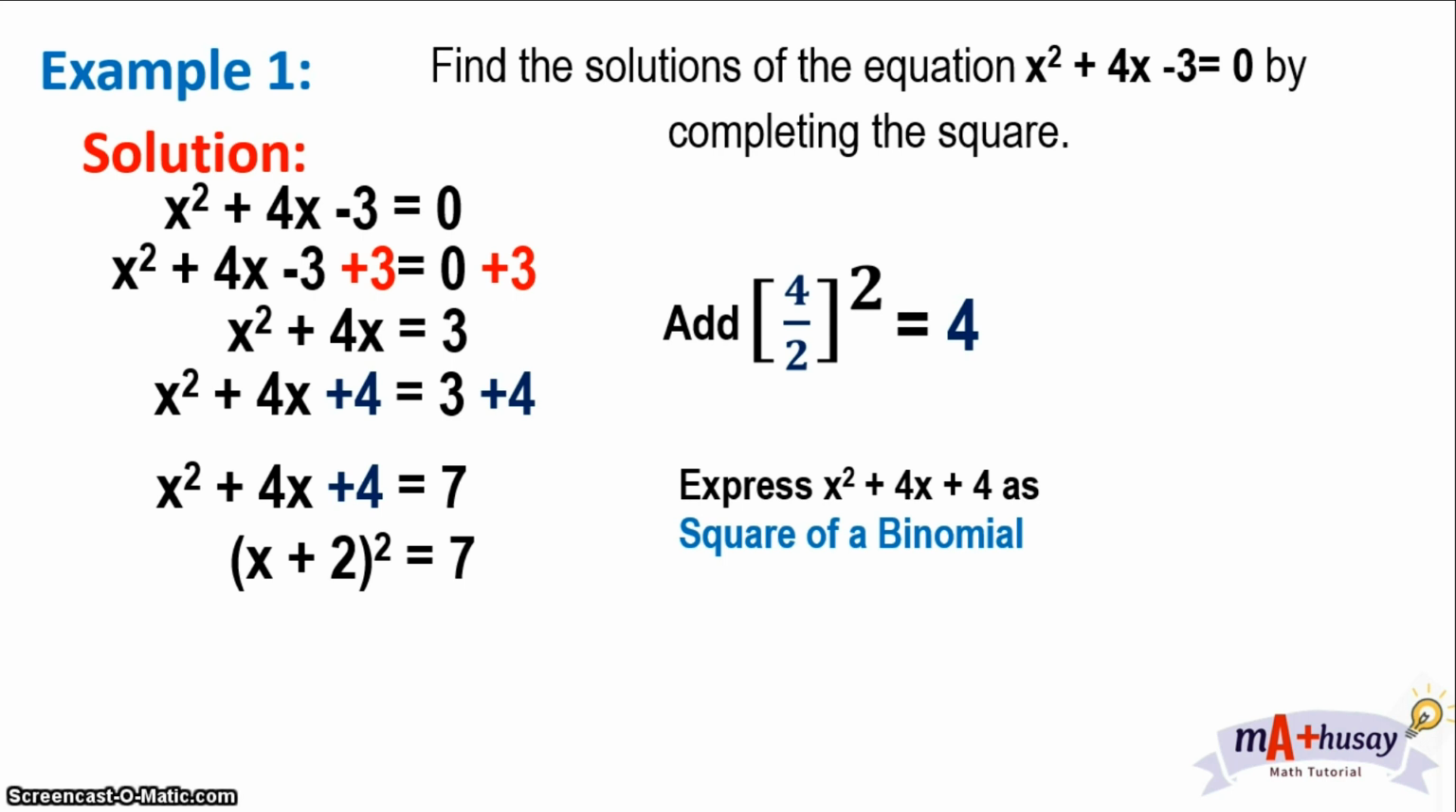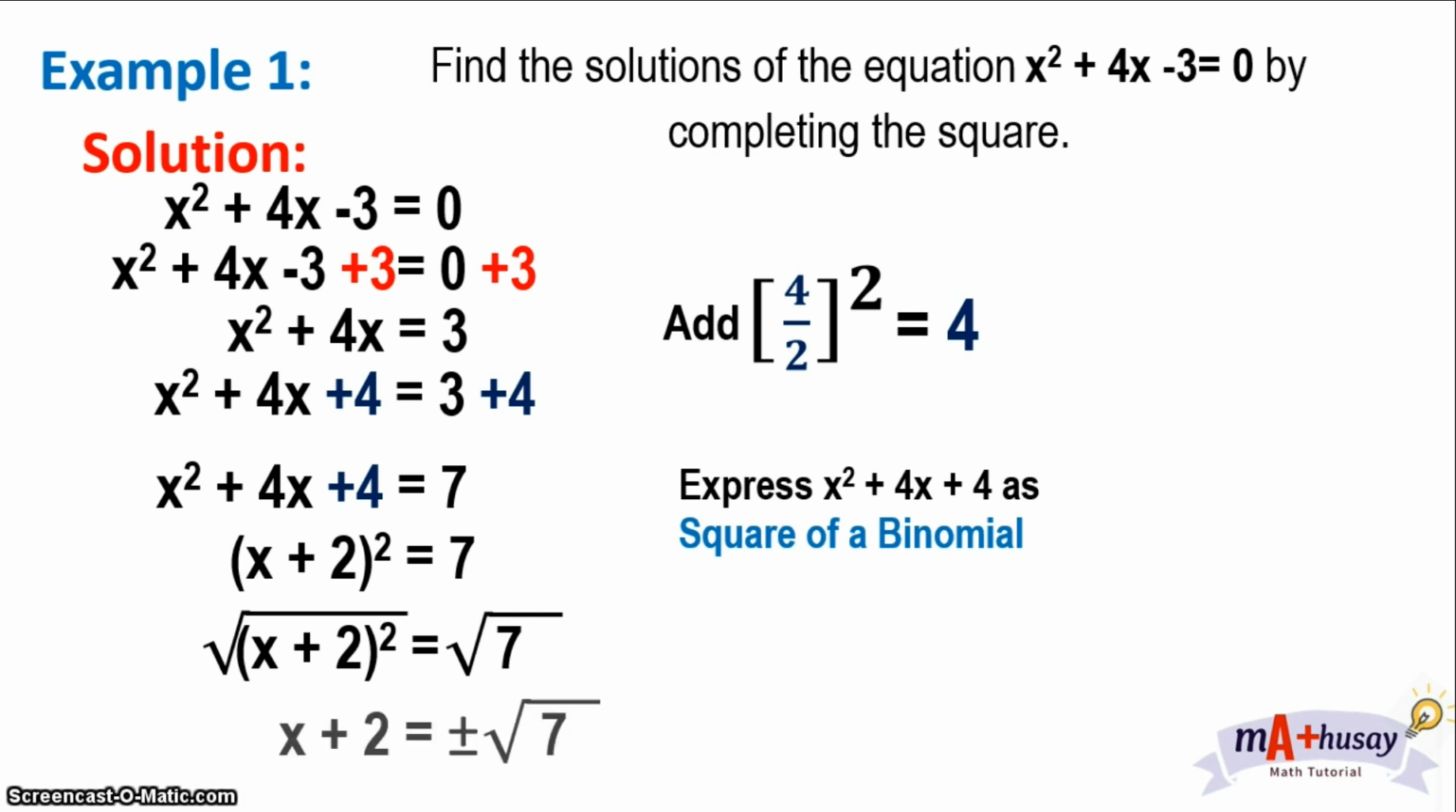Now, in this case, we have to get the square root of both sides of the equation to solve for x. So, to get the square root of the quantity of x plus 2 squared, it's just x plus 2, na-cancel na yung squared. Now, in this case, the square root of 7, wala tayong square root of 7, so positive and negative square root of 7 yan.